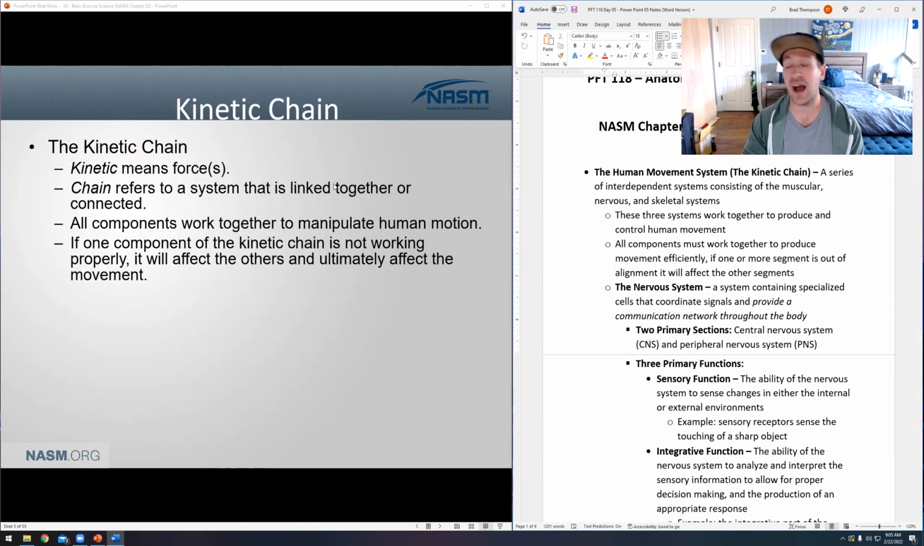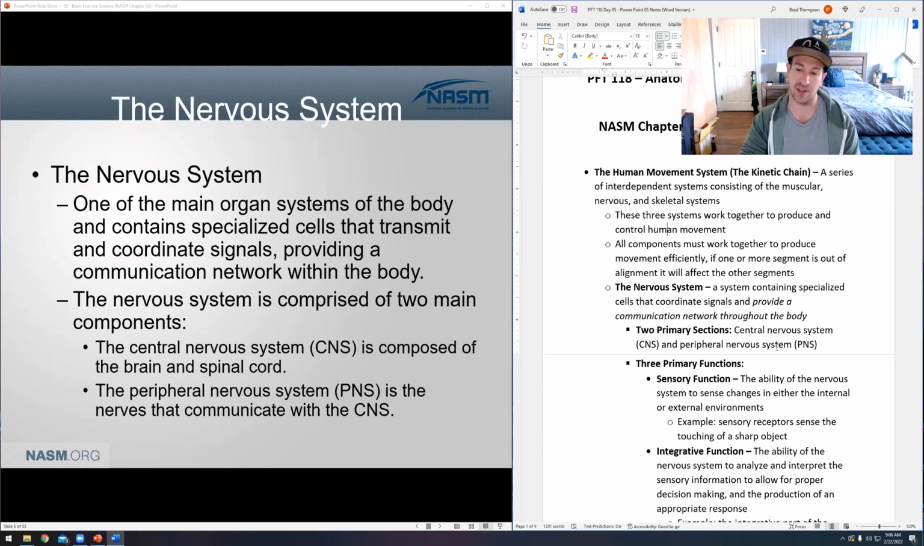So all three of these systems have to work together. I personally like the kinetic chain more than I like the human movement system. I like the human movement system too, because it's like, oh, which system is that? It's like, well, it's actually three, so I think that's descriptive as well. But I love the term kinetic chain because kinetic means forces and chain means links, right? And so if one of them's goofed up, they are all goofed up. So they have to work together. We have to make sure they're all in alignment.